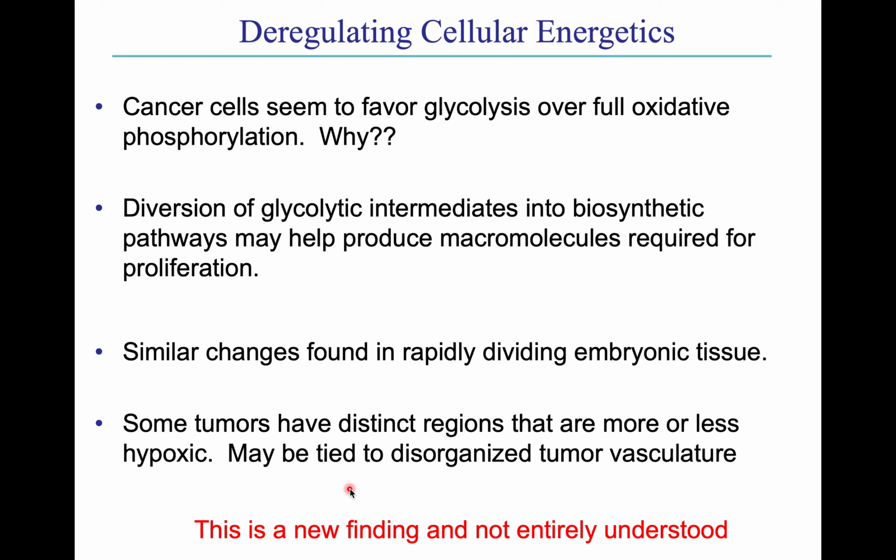Could also be tied to the fact that some tumor environments are found to be relatively hypoxic, meaning lacking in oxygen, and this may be caused by just weird, disorganized vasculature around the tumor. And so, of course, if you're lacking oxygen, oxidative phosphorylation is not going to be an option, whereas glycolysis will still function properly.